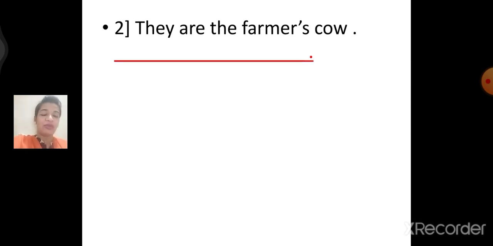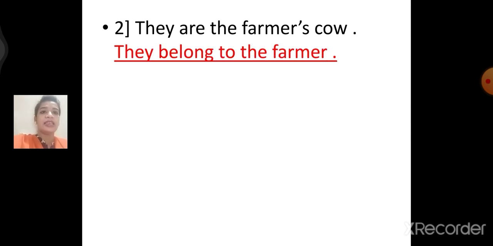Now we'll jump on the second one. They are the farmer's cow. And the blank is given. You have to fill the blank. So what are you going to write now? Very good. And the answer is, they belong to the farmer. They are the farmer's cow. They belong to the farmer.